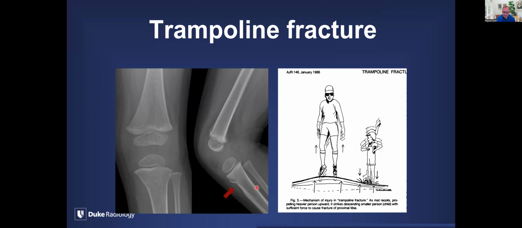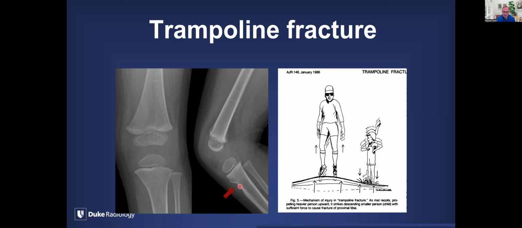And that has to do with, I don't know how many of you have been on a trampoline, but sometimes when there's an adult and they mistime their bounce with the child, that force can actually translate up to the tibia and result in a buckling of the diametaphyseal junction.